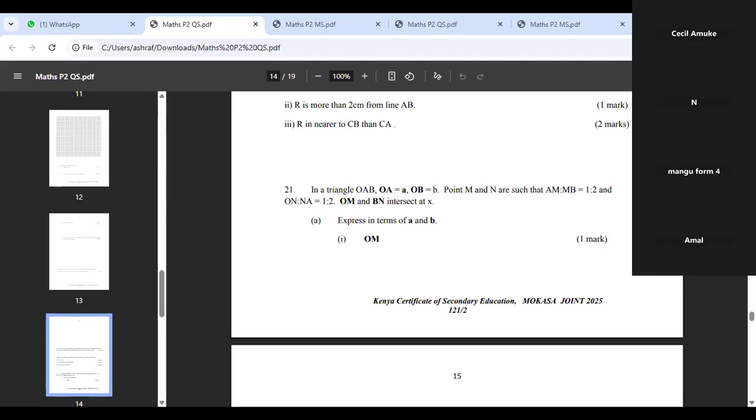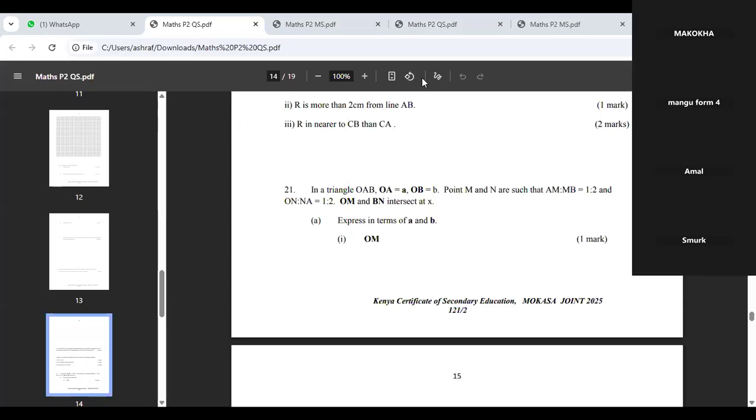So we have, yes, it will be 2/3A plus 1/3B. 2/3A plus 1/3B. And is that the answer? Makoha, do you have a question? Unmute yourself. Yes? So is it 2/3A plus or minus 1/3B?